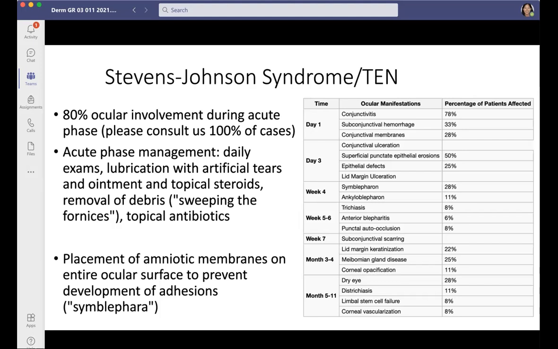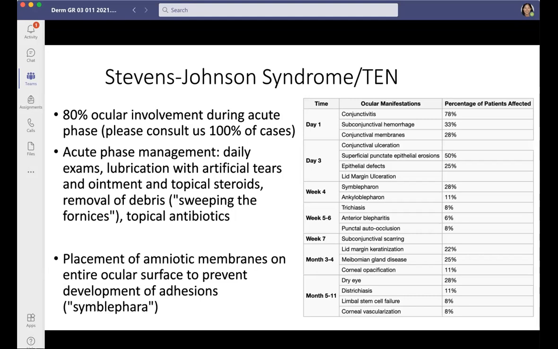When they present acutely, we typically see them daily. I even remember seeing them twice a day when I was a resident. The mainstay of treatment is very aggressive lubrication. Typically these are ICU or burn ICU patients where they can get hourly eye drops. They often get a chamber, which is like a humid chamber over the eye. We frequently, proactively are, as we call it, sweeping the fornices, so we're removing all of the debris that's building up because they tend to get scarring.